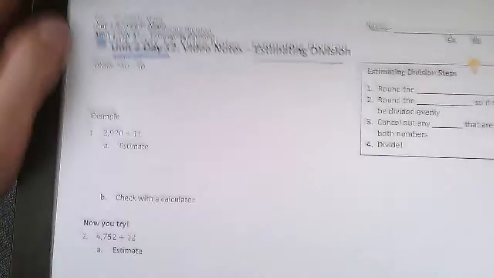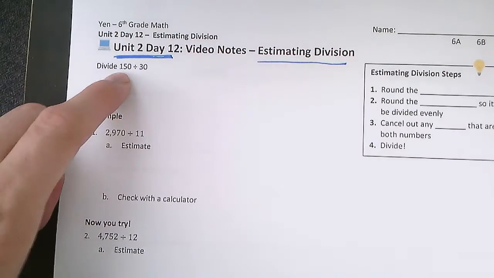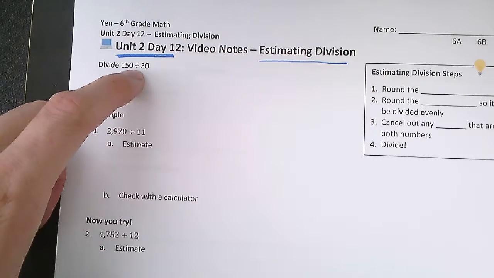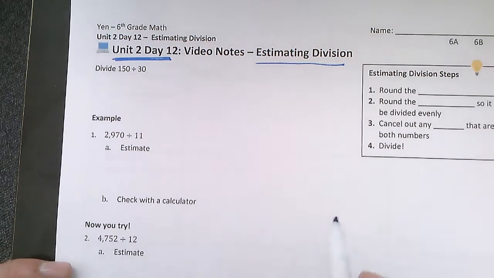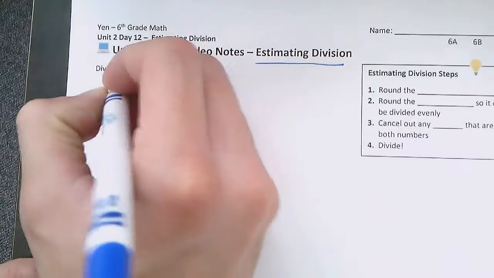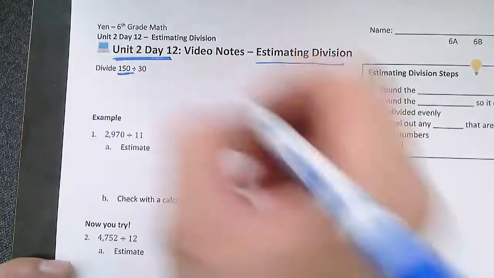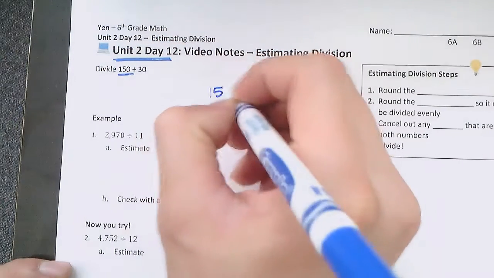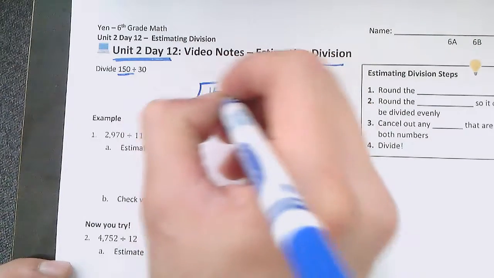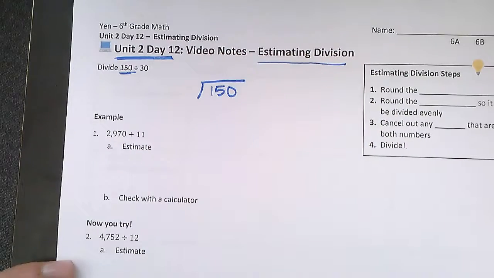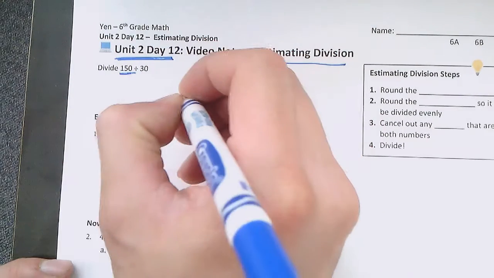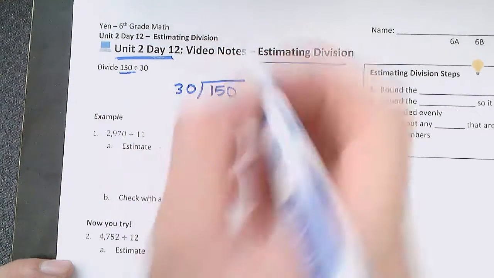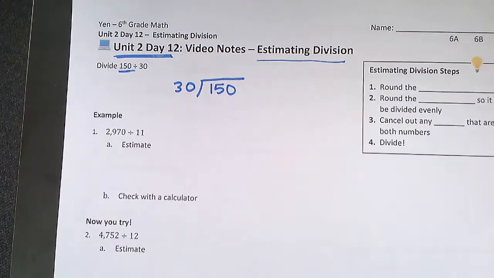Let's look at this first one right here. First, it's asking us to divide 150 by 30. And we're going to rewrite our problem in long division format, where we have the 150, which is how much we're starting with. And then we'll put that in its little division house. And we're dividing it by 30, so 30 is going to be on the outside. We're splitting 150 into groups of 30.